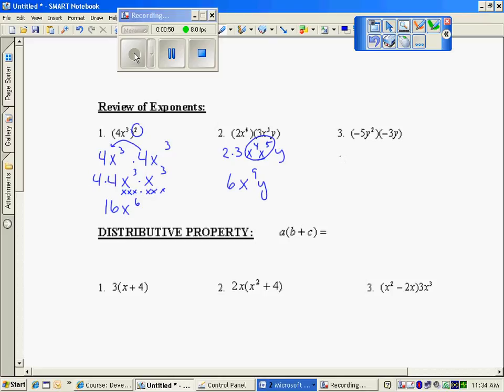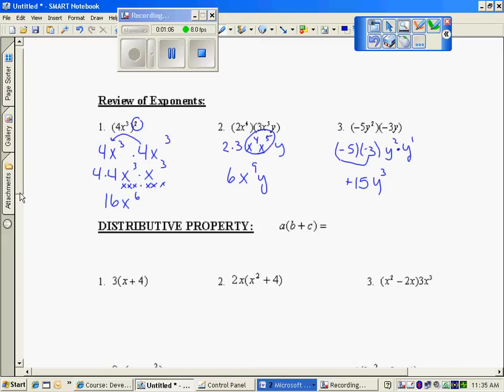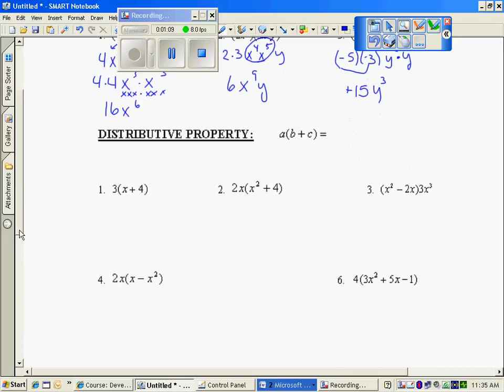And again, reordering the -5 and the -3 together, the y squared and the y. Multiplying two negatives, I get a positive 15, y to the first and y to the second, total y to the third. All right, now for the distributive property.